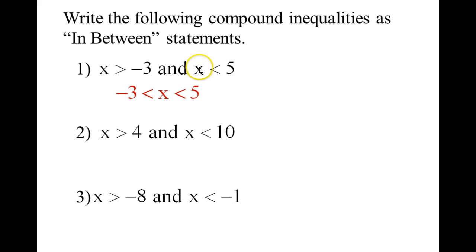And then I just drop down the bigger one. X is less than 5. It all comes together.